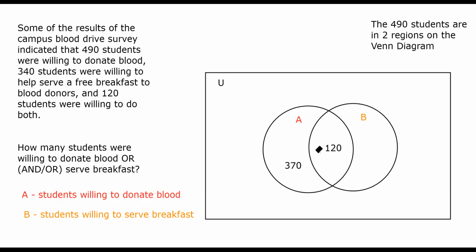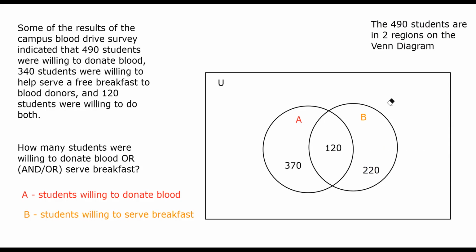Next up, we know that 340 students are willing to serve a free breakfast. So that would be the entire circle B here. So I don't just write 340 here. I need to do 340 minus 120 again, which will come out to, a little quick mental math, 220. So we now have the pieces we need.